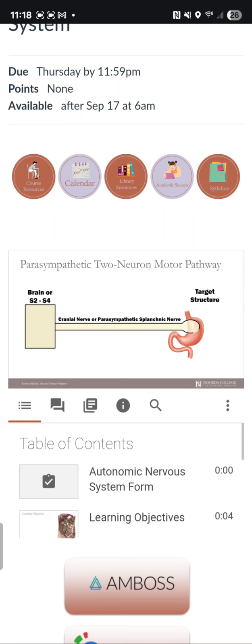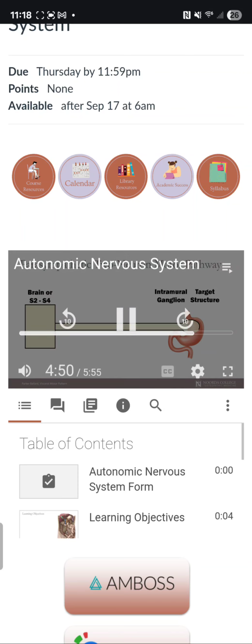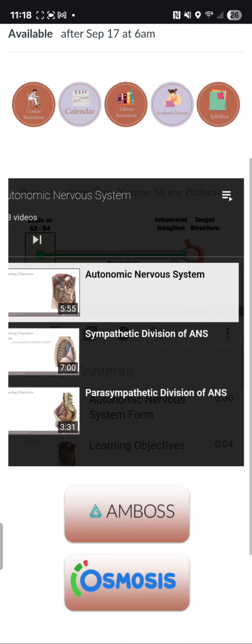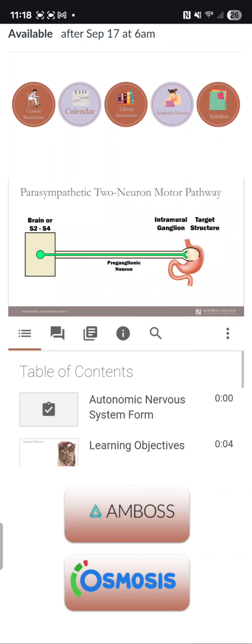One difference that we can see comparing the parasympathetic to the sympathetic is that the ganglion isn't in the middle of the nerve, it's actually all the way over in the target structure. And because of that, we're going to call it an intramural ganglion. Mural just refers to wall, so intramural literally means within the wall or between the walls. And now we'll add our green preganglionic neuron with a cell body in either the brain or the S2 through S4 spinal cord. You'll see that goes all the way out to the intramural ganglion, where it then synapses with the purple postganglionic neuron, which is really short because it's already just right there within the wall of the target structure.